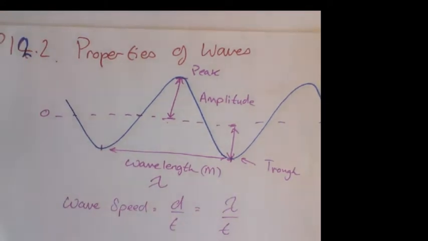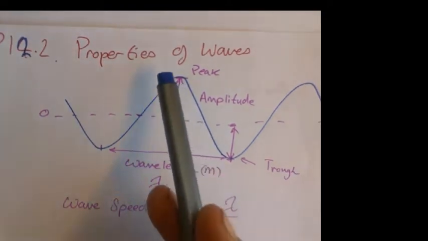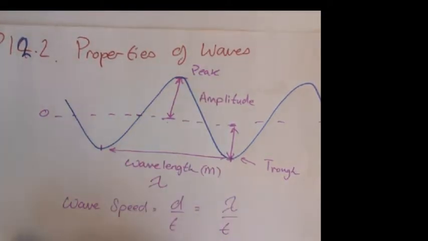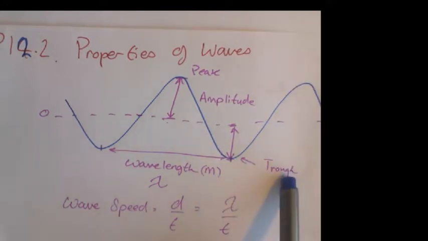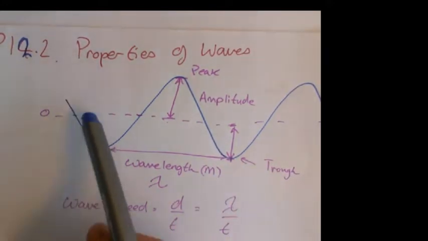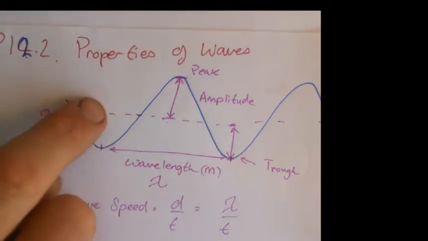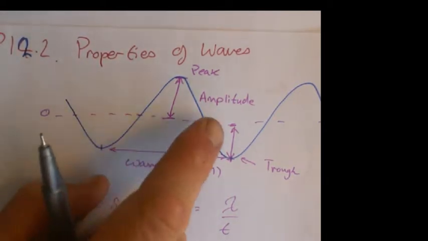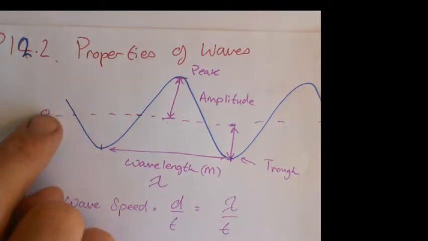P12.2, properties of waves. So if you see here, we've got a wave. This part of the wave is called the peak, that's the highest point. This point of the wave is called the trough, that's the lowest point. And if you imagine that rope that we were talking about in the previous lesson going up and down, if you looked at it, there'd be a bit in that rope that wouldn't be moving. We call that zero, that's like zero displacement.